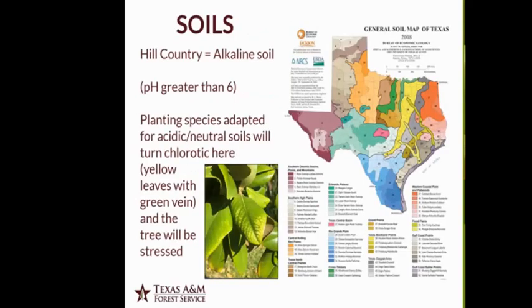So soils, in the hill country we have alkaline soils, which means a pH of greater than 6. And right there is a picture of a magnolia tree that was planted a while ago at my office in Kerrville, and you can see it's chlorotic because this is a species that's adapted to acidic soil. So far east Texas and into Louisiana, which we don't have those types of soils here. So that's the kind of problem that you run into when you choose a species that isn't adaptive and native to this area.